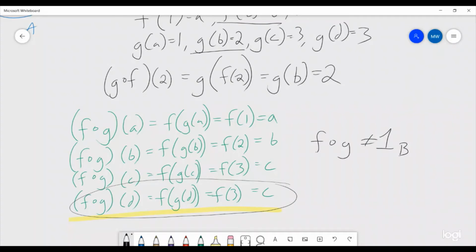Would we ever need to know what it is equal to? You might be asked to compute what the composition of these functions is, in which case you would do something like this. But for a generic proof where you're not given what those functions are, you probably would not need to. Okay. All right.